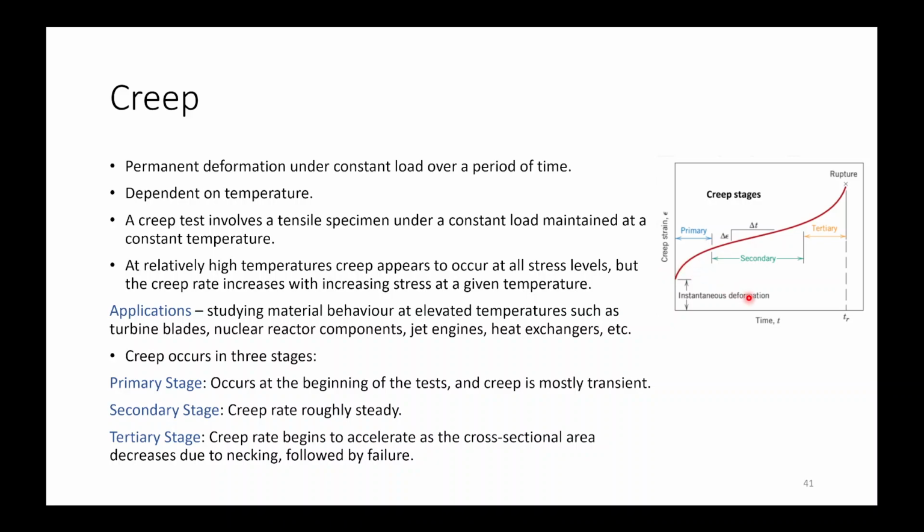three stages. In the first stage, the primary stage, which occurs at the beginning of the test, creep is mostly transient. In the secondary stage, the creep rate becomes constant. Here the creep rate is roughly steady. In the third stage, the creep rate begins to accelerate as the cross-section area decreases due to necking, followed by a failure, which is known as rupture.